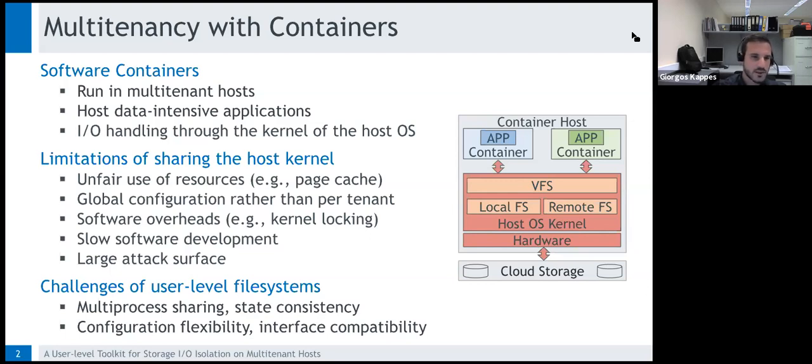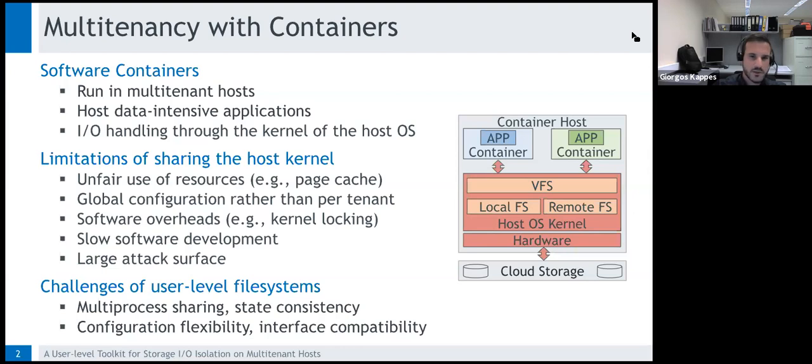First, the sharing of the kernel leads to unfair use of resources, as tenants compete for shared kernel services like the page cache. Second, the shared kernel enforces a global configuration of system parameters, complicating their customization per tenant. Third, it introduces software overheads like kernel locking. Fourth, the development and adoption of new file systems specialized for containers is a slow process. And finally, the shared kernel opens up a large attack surface for attacks or bugs.